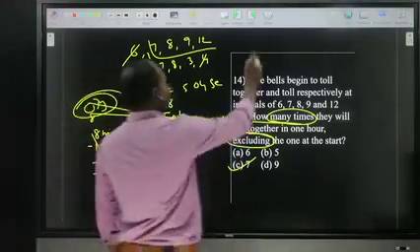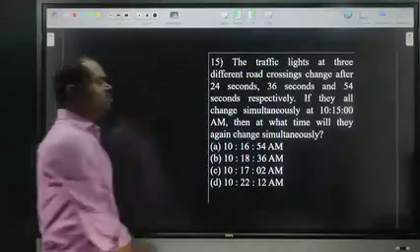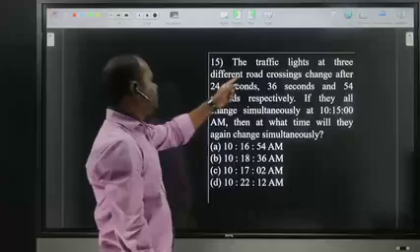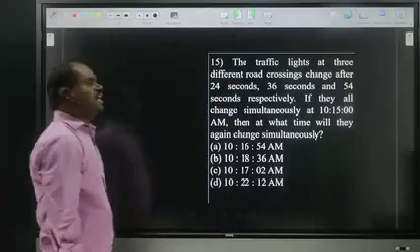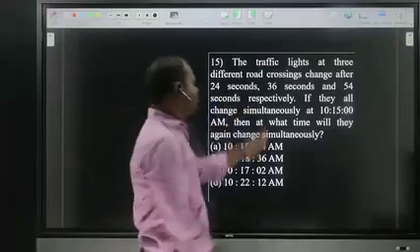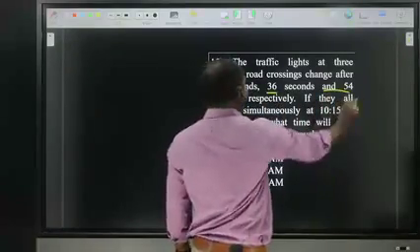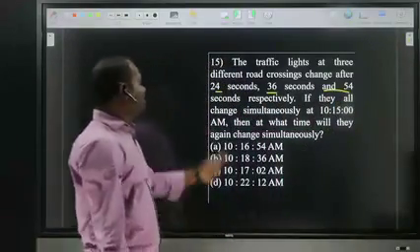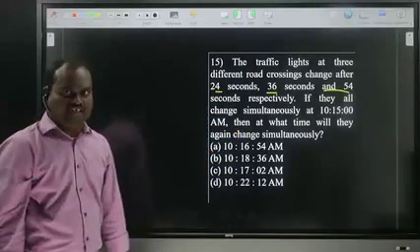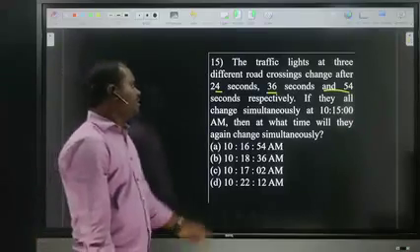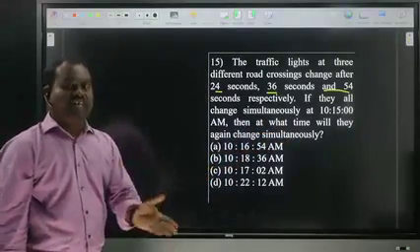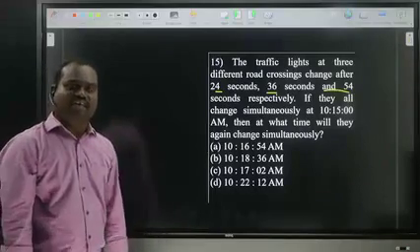Now, next one. What is the next question? The traffic lights at 3 different road crossings change after 24, 36 and 54 seconds. If they all change simultaneously at 10:15 a.m., then at what time will they again change?